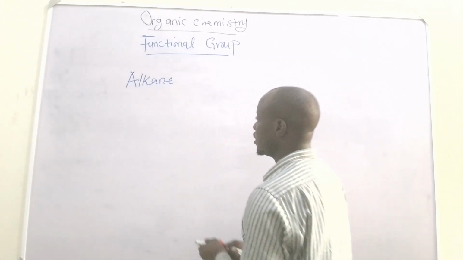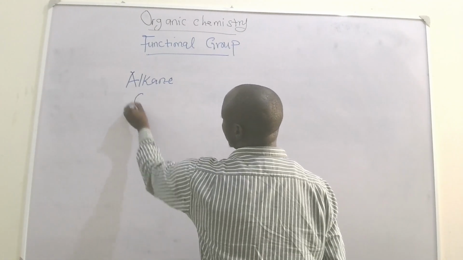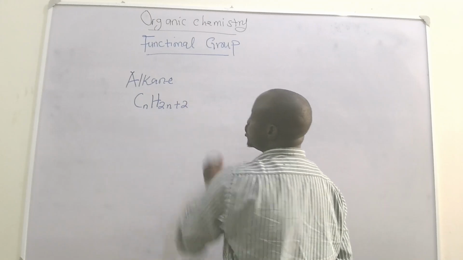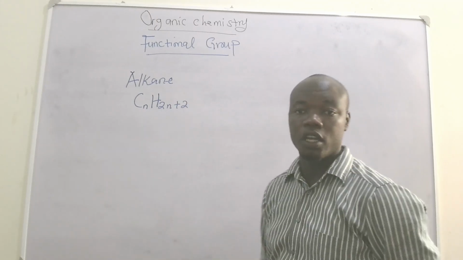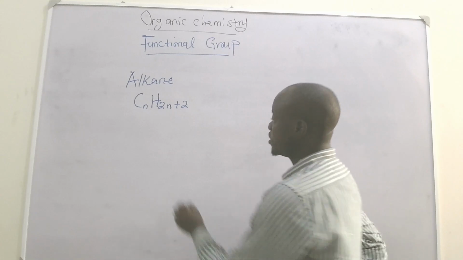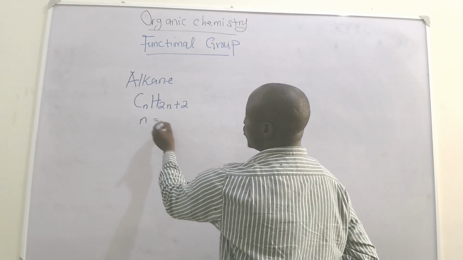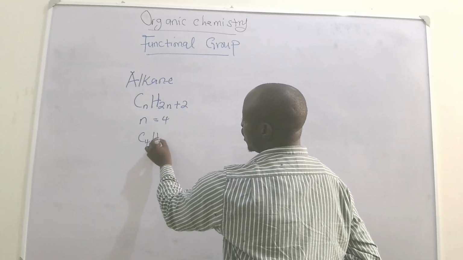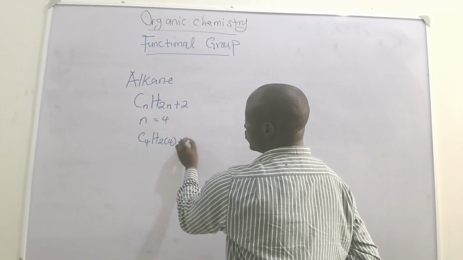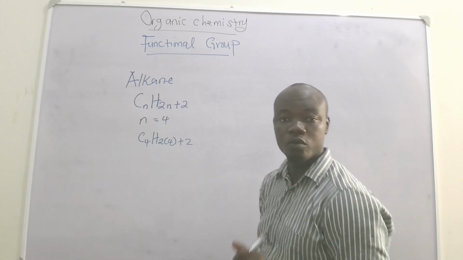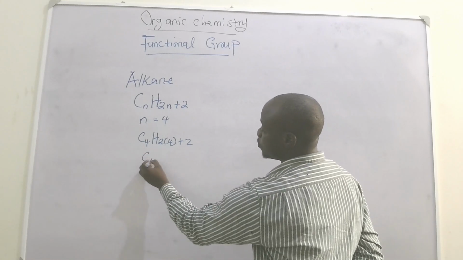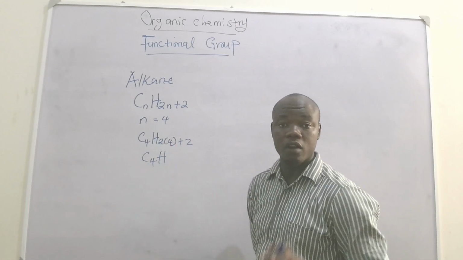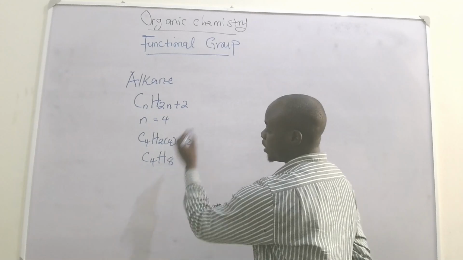For example, in alkene, generally we use the formula CnH2n+2. So let's say n is equal to 4. It means that we have C4H(2 times 4 plus 2). Therefore we have C4H, 2 times 4 is 8, plus 2, we have 10.